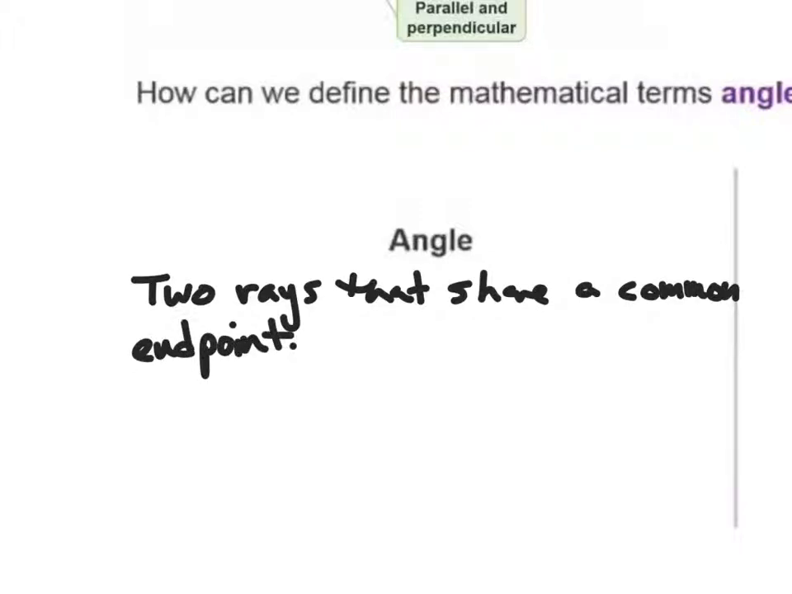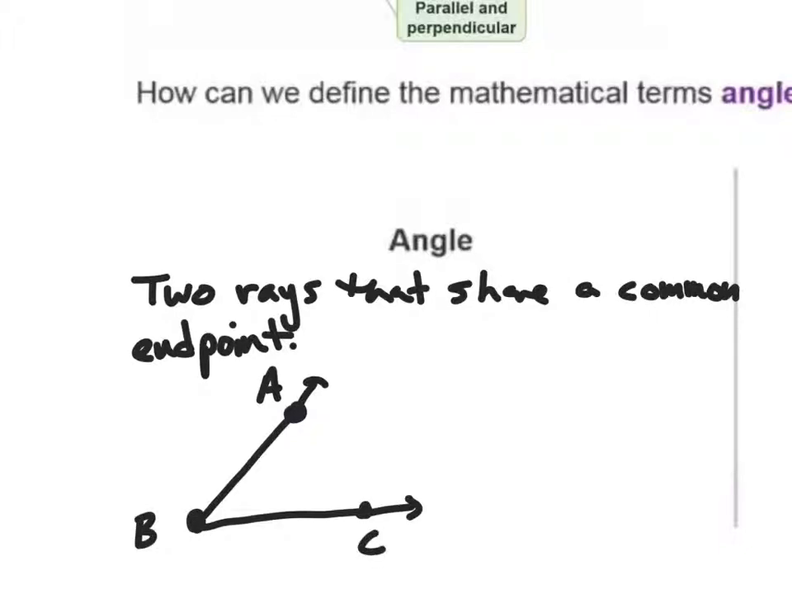Okay? And so here's what I draw. I draw something like this. Two rays that share a common endpoint. So I'm going to put points there and like that. I'm going to call this point A here. I'll call this point here B and point C. B, this point right here, is called the vertex. The point that is shared. And so an angle is two rays that share a common endpoint.